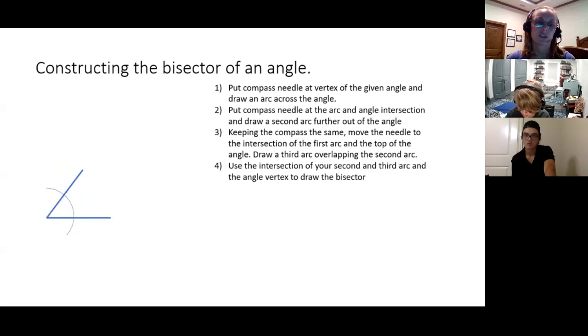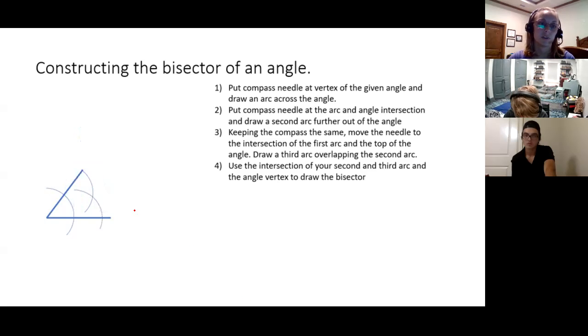So you're going out a certain distance on the first ray. Now you're going to put your compass where the pointy part is on that intersection, that certain distance, and you're going to make another arc out in the middle of the angle. This is where you need to keep your compass exactly the same distance apart and just move it over to that other intersection of the ray and the first arc. And now you make a third arc.